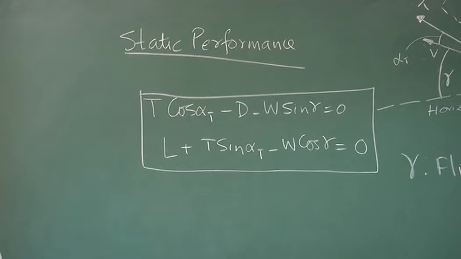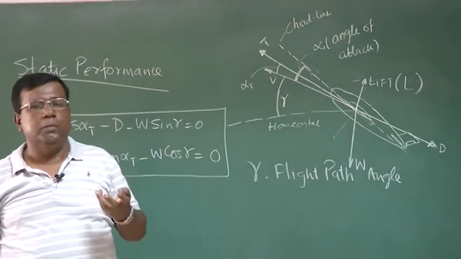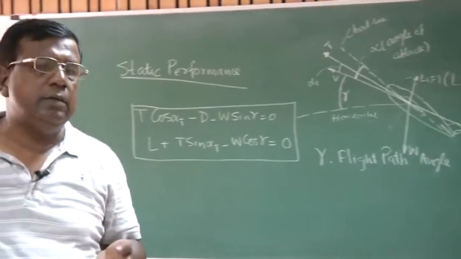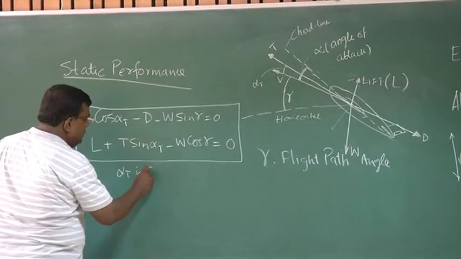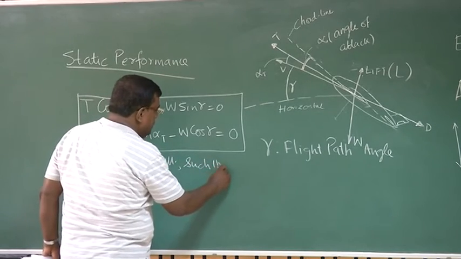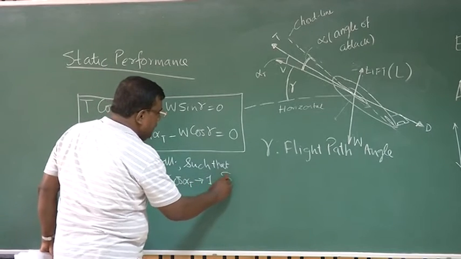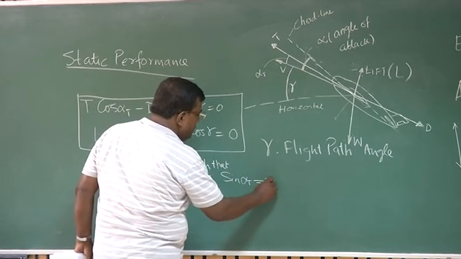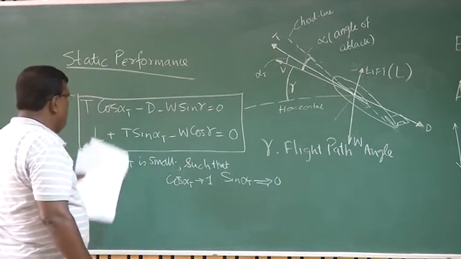Now see, if we impose some approximation, which are fairly good approximation, for example, alpha t will be very, very small, right? So for simplification, I can assume that alpha t is small such that cos alpha t is 1 and sin alpha t goes to alpha t, and alpha t is small, it goes to 0. Right? If I now put these conditions here, what do I get?